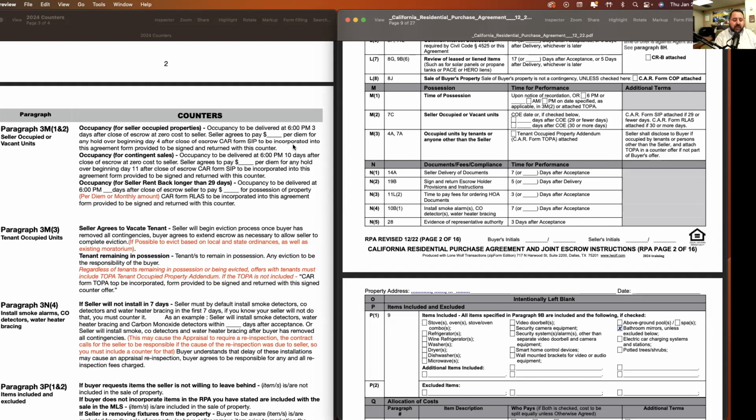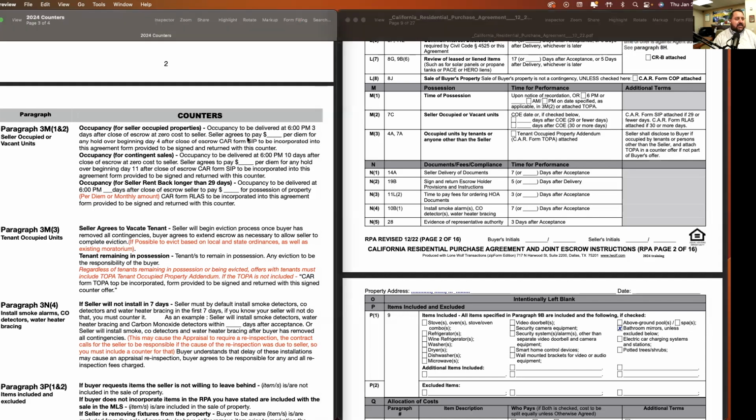And this is something that us as buyer's agents and listing agents have to understand and have to incorporate, and it should just be by default. Every time there is a seller in possession, there should always be a minimum of 3 days after close of escrow that seller remains in possession, okay? That's number one. Number two, I added in the seller agrees to pay a per diem, right? And that's for any holdover after day 3.